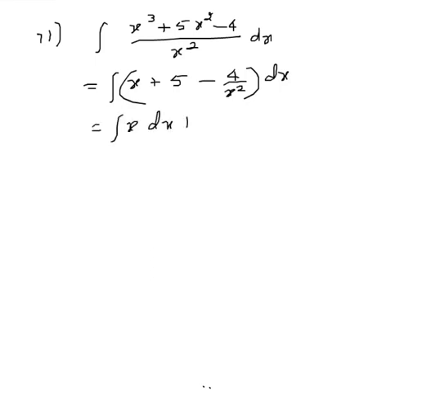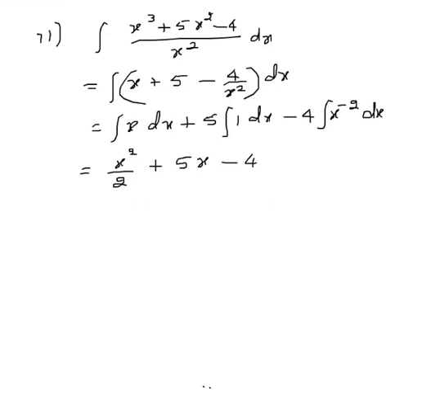This is integral of x dx plus 5 times integral of 1 dx minus 4 times integral x raised to minus 2 dx. Now let us integrate. x square divided by 2 using x power n plus 1 by n plus 1 formula. Integral of 1 with respect to x is x. Minus 4 x power n plus 1 by n plus 1, so minus 2 plus 1 becomes minus 1 divided by minus 1 plus c, which can be written as x square by 2 plus 5x plus 4 divided by x.